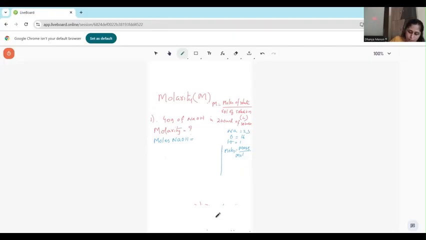So mass is how much? 40 gram over 23 plus 16 plus 1. 40 over 40, which is equal to 1.